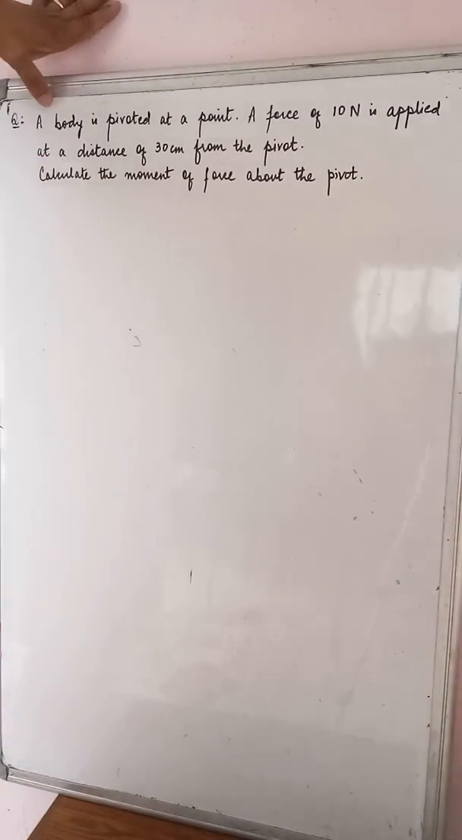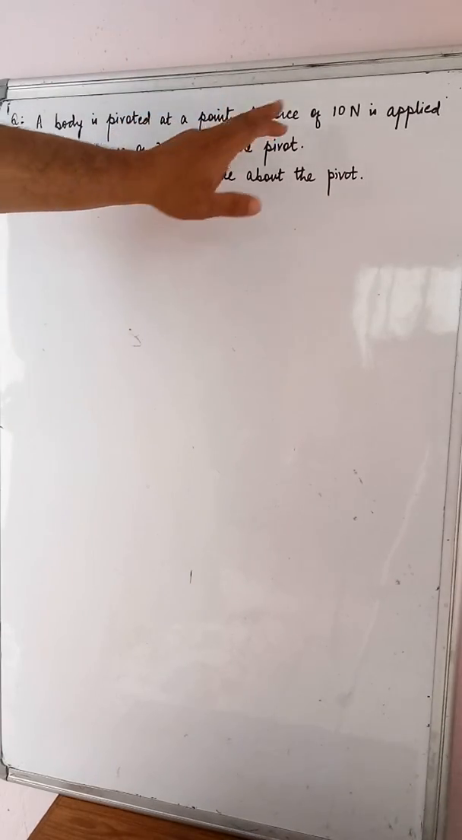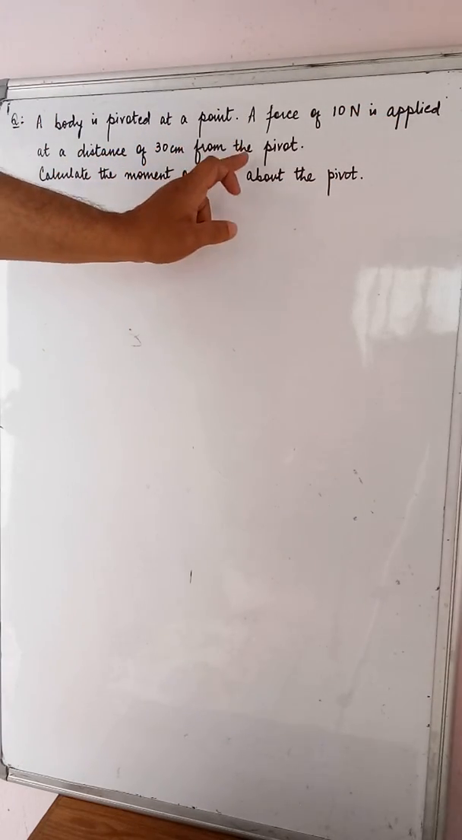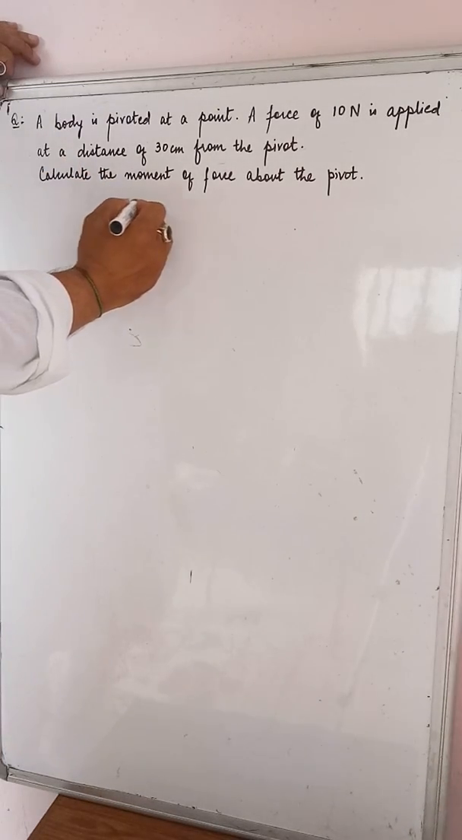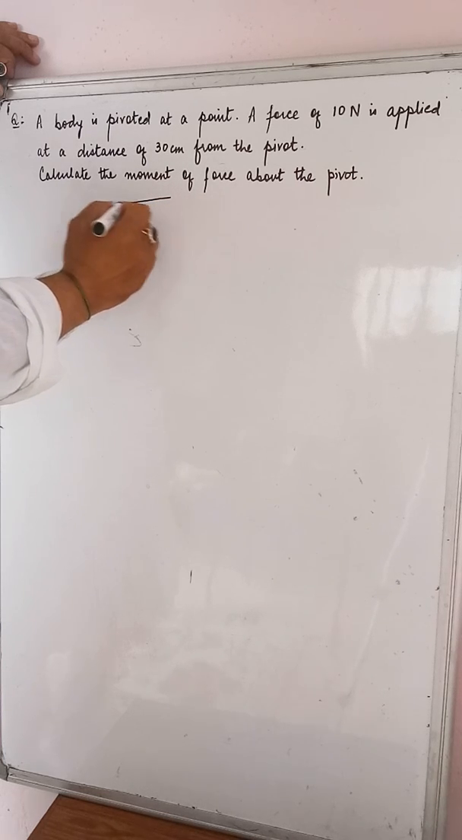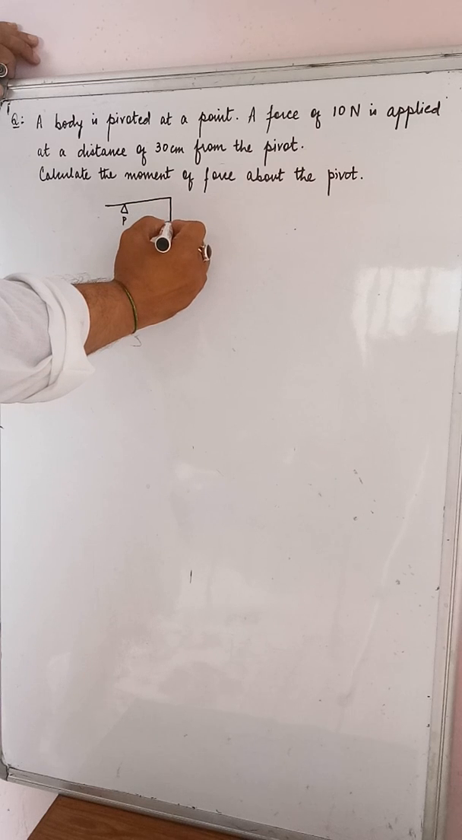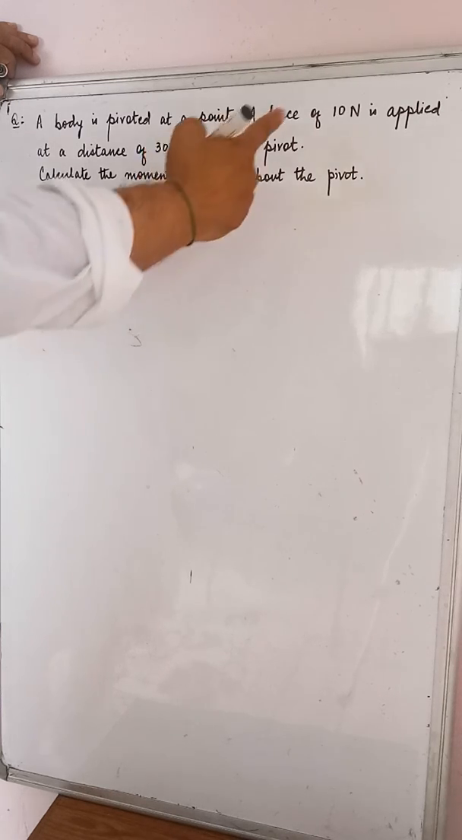Please read the question carefully. A body is pivoted at a point. A force of 10 newtons is applied at a distance of 30 centimeter from the pivot. Okay, so what is the scenario? There is a body. Now let's make a rough diagram in case that actually helps us to solve the question. Suppose this is a body, and it is pivoted over here at point P, and there is a force acting like this, F.